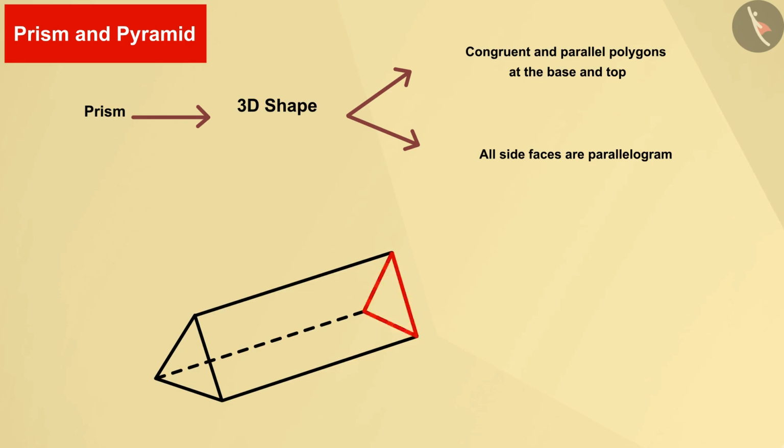Look at the base and the top end of this shape. It is a long figure with base and upper ends. Now, let's give the base and top end of it a color like this. We can see that both the ends of this shape are triangles and its three side faces are rectangular, one in front, one at back, and one down.